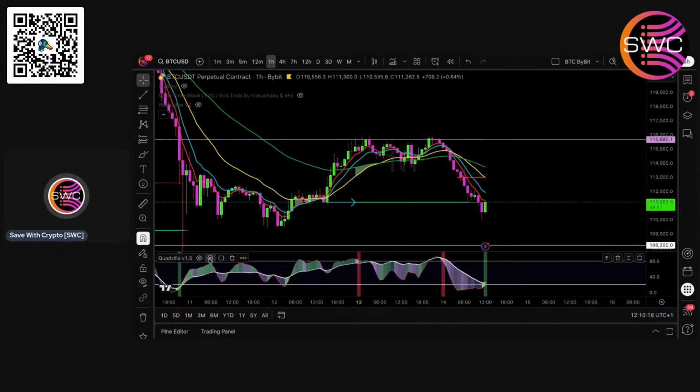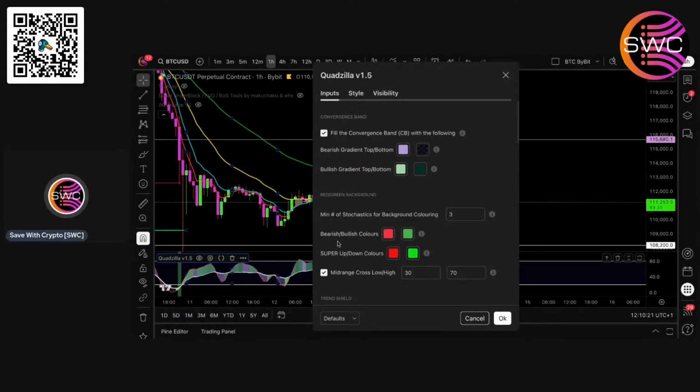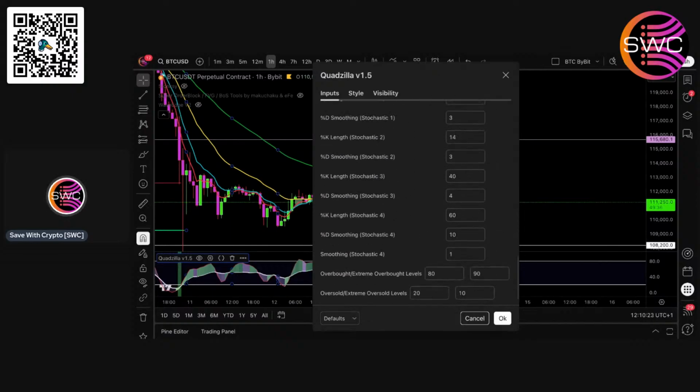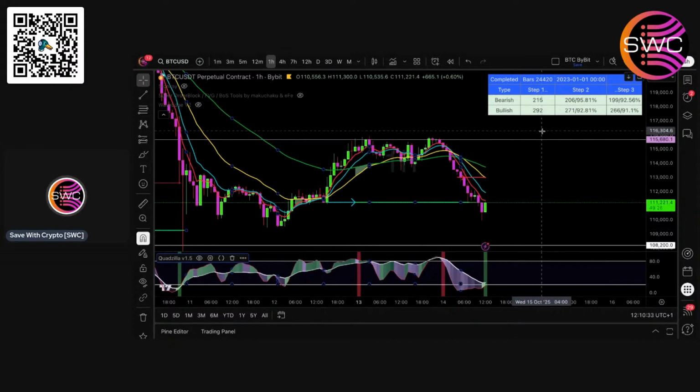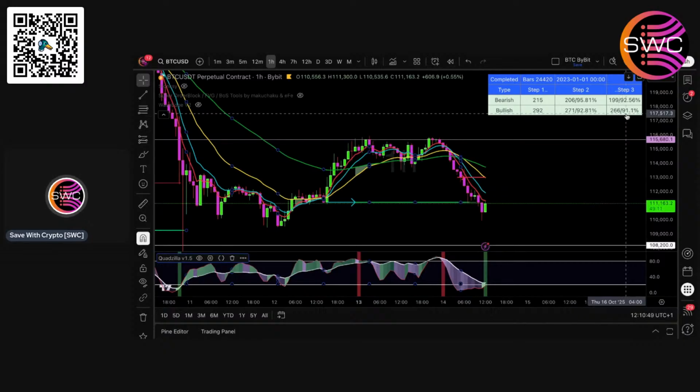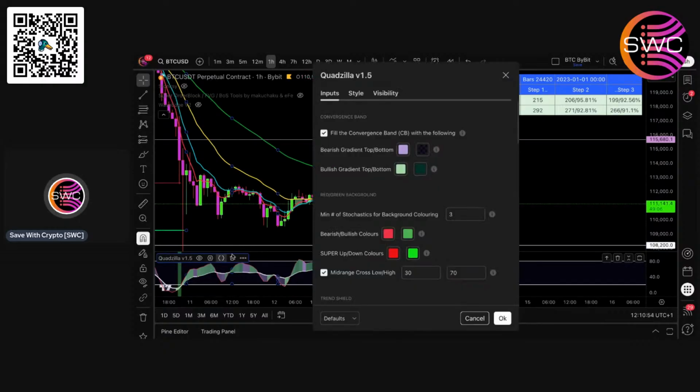And if you want to see the stats for these things, you can always go to settings here and then go to, where is it now? It's there. Okay, count the number of completed retracements, and the actual statistics are absolutely phenomenal. So you can see here, for a bullish thing like this, there's been 292 of these since the 1st of January 2023, and 271 have completed step 2, and step 3 has been 266 complete. That's a 91.1% success rate. So the indicator is just mega reliable.